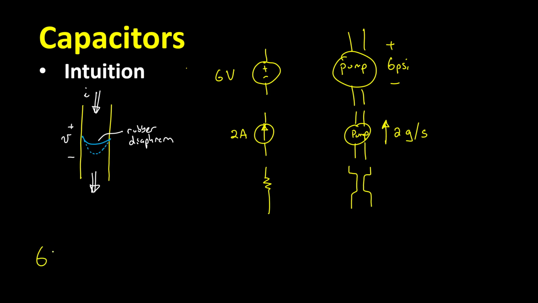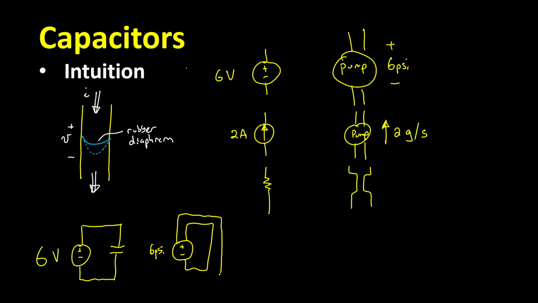Let's say there's a constant 6-volt voltage pressure source attached to a capacitor for a long time. What will happen to that capacitor? Well, here's our 6 psi pump. Clearly, that capacitor will be bent out of shape, and the amount by which it's bent out of shape will be enough until it pushes back with 6 psi worth of voltage.